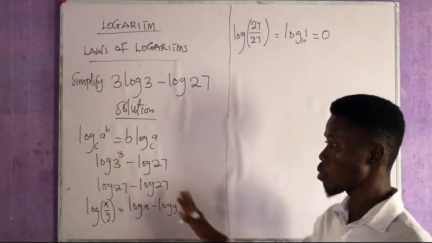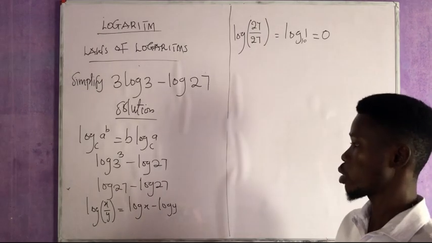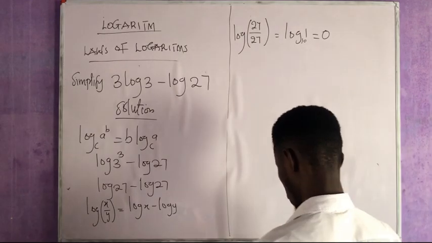Indeed, this minus this will give you 0, but not always. So don't be in a hurry to subtract. You have to follow the laws or the rules. Okay, let's move to another example.